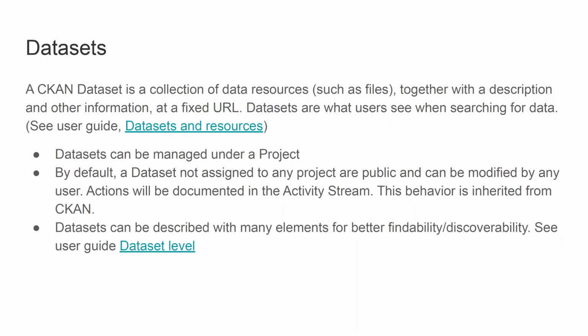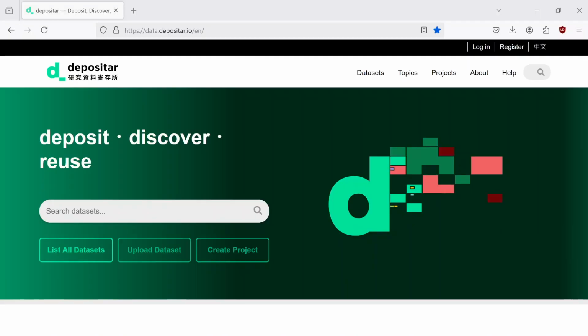Lastly, datasets can be enriched with detailed descriptions using metadata elements, so your datasets are easier to find and to be understood by others. For details about filling these metadata fields, you can visit our user guide Dataset Level for more information. Now let's take a look at how to use depositar.